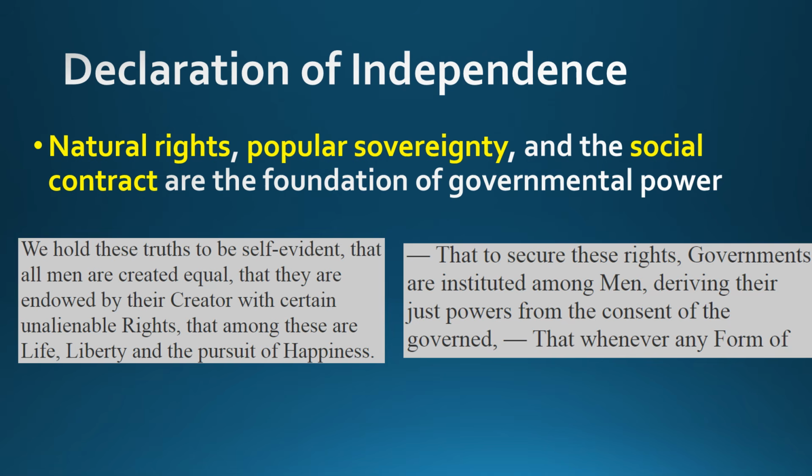You also then have the idea that governments are instituted among men that derive their powers from the consent of the governed. So people are the source of power, that's popular sovereignty. Social contract is that governments, again, come from men and that their job is to secure and protect the natural rights that men have.